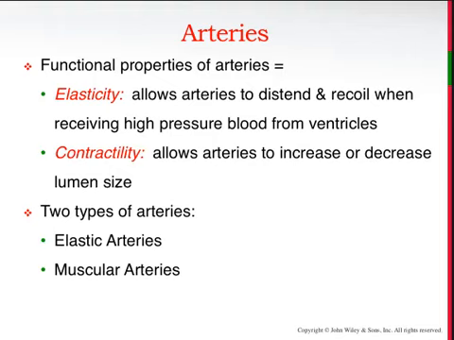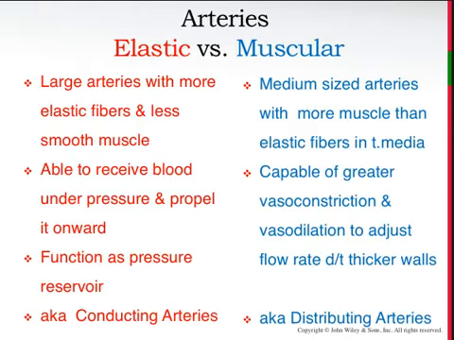So remember we had two properties of arteries. We had elasticity and contractility, and we said we were going to talk about two different types of arteries, elastic arteries and muscular arteries. So elastic arteries are on the left, muscular arteries are on the right. Elastic arteries are also called conducting arteries. These are the large arteries.